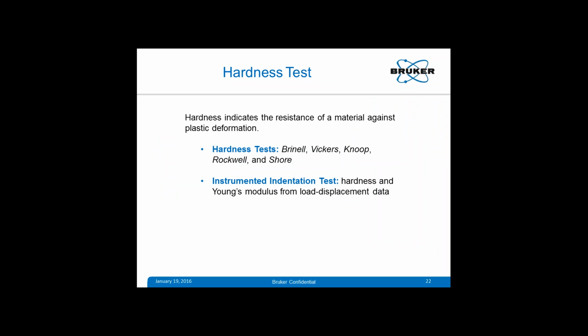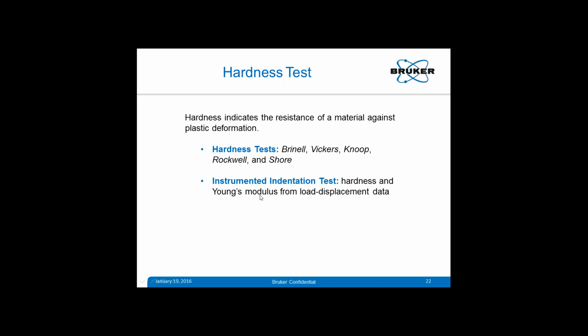Next, I will move on to mechanical tests, and I start with the hardness test. Hardness is actually the resistance to plastic deformation of any material, and this was done originally. Still it is being used. There are several methods like Brinell, Vickers, Knoop, Rockwell, and Shore. These are the more important ones. There are so many other methods too, but these are the major ones.